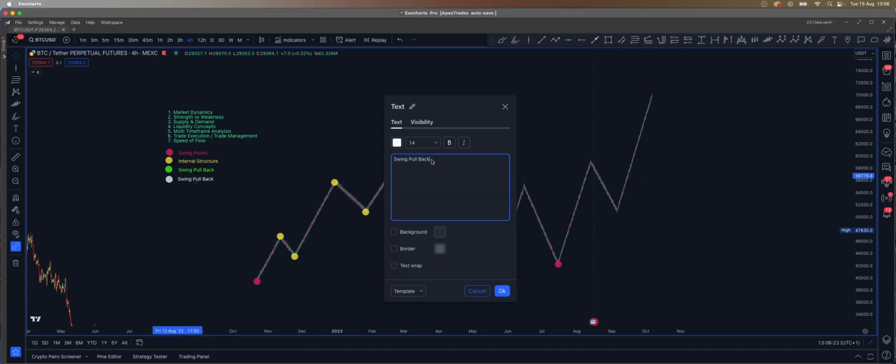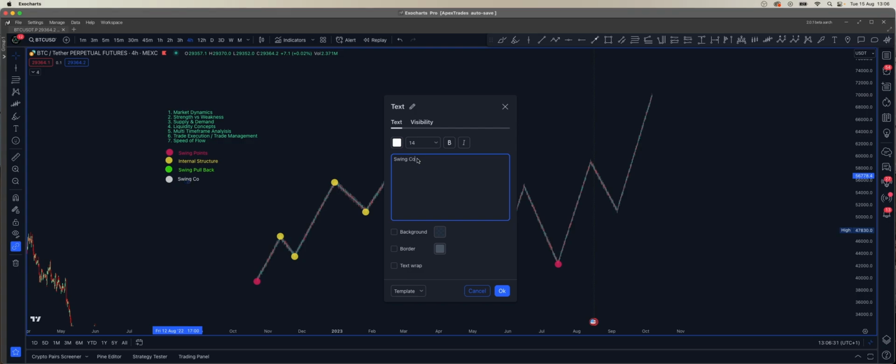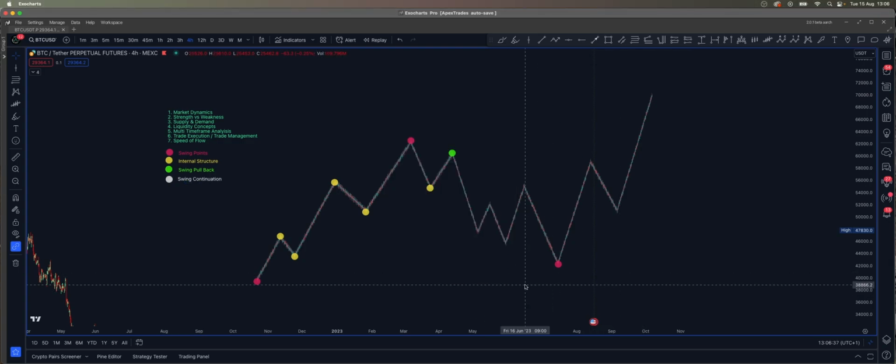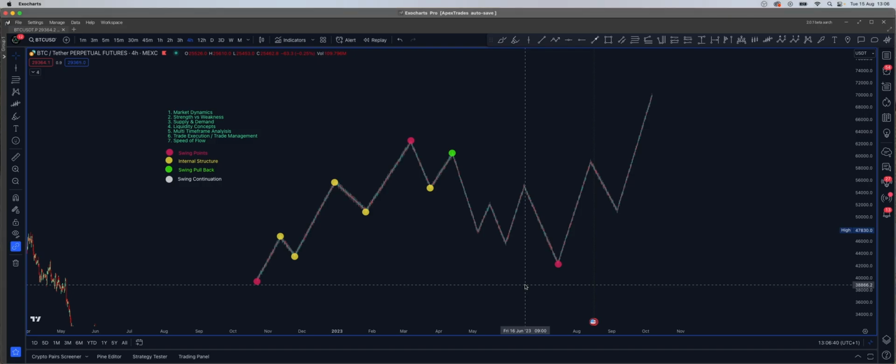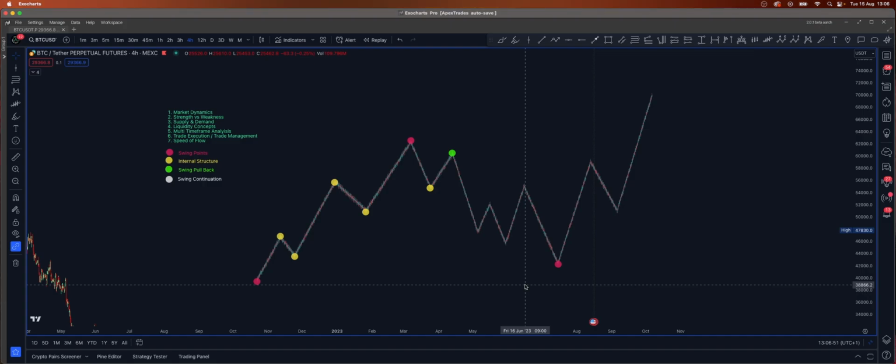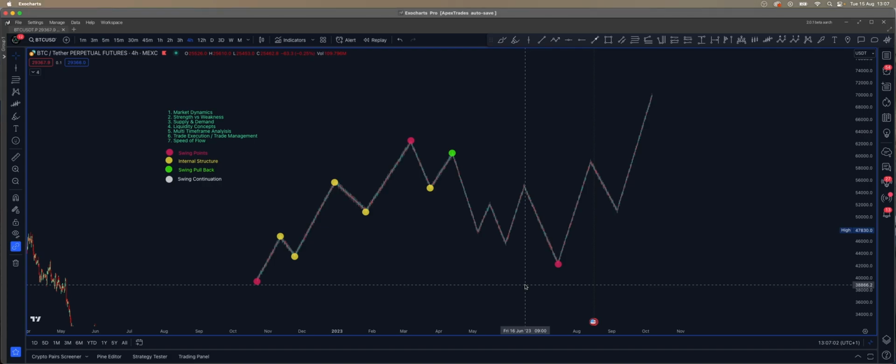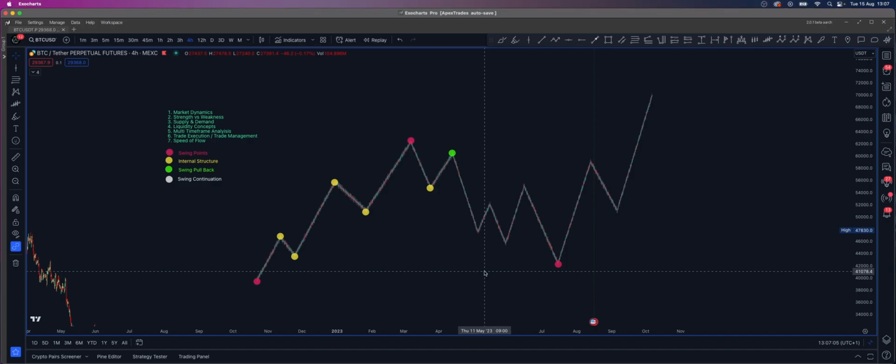Let's call this swing continuation, okay? Right, so every single time we approach our charts, we want to be really mechanical with everything we do. There needs to be no gray areas. It needs to be absolutely black and white, because with discretion comes emotion. The more mechanical you can be with your approach to charting, the more emotions that you can keep out of it. And emotions are never great for traders. We want to try to be as emotionless as possible.